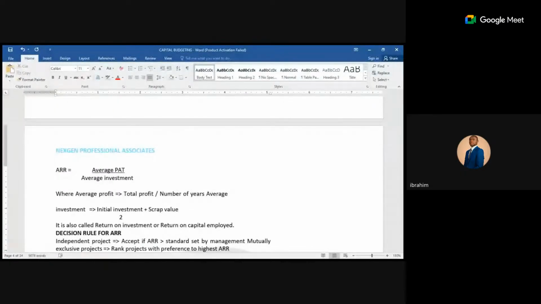Average profit is when you add all the total profit together and divide it by the number of years. We give you the average profit. What is the average investment? Average investment is calculated as the initial investment plus scrap value plus working capital, if any, then divided by 2.